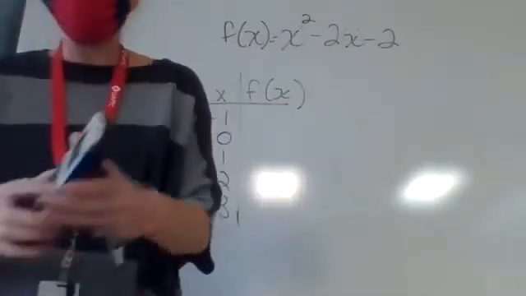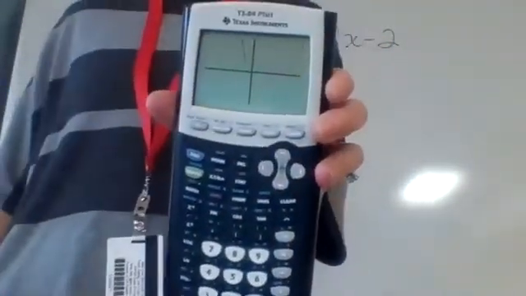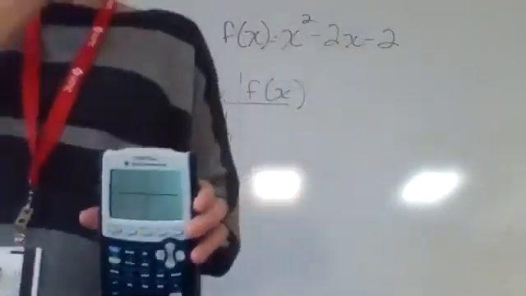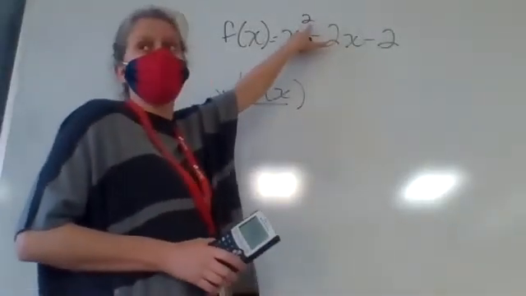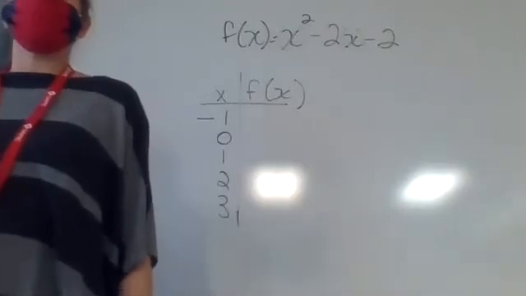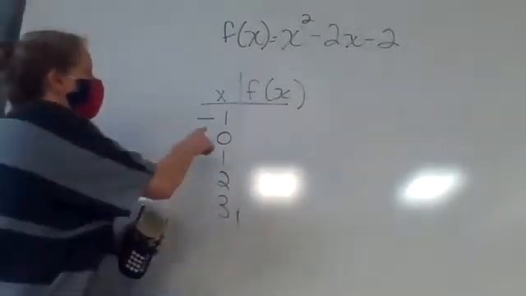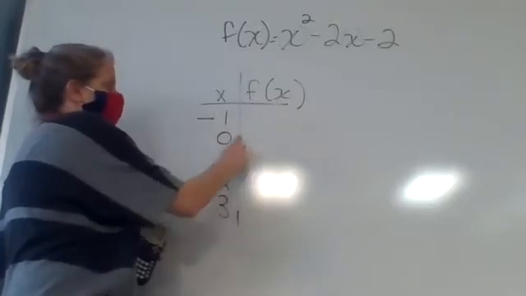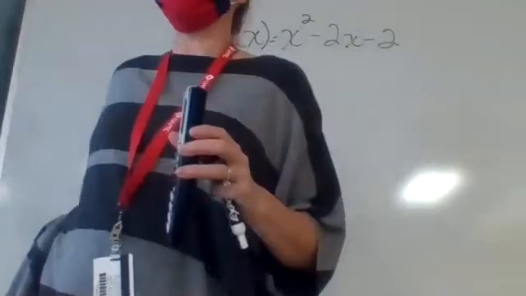So what I want to do now is just hit my graph button so that you can see what kind of shape this makes. It made that U shape. Anytime the highest exponent in your function is a 2, it's going to make a U. So anytime it's x squared, it's going to make a U. But now, what do I need to know? I need to know the y's that go with each of these x's. That's what the table function tells you.